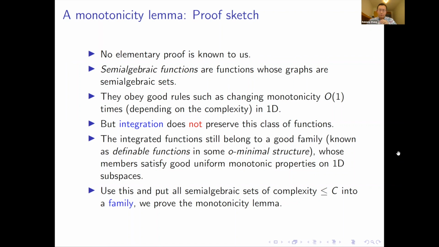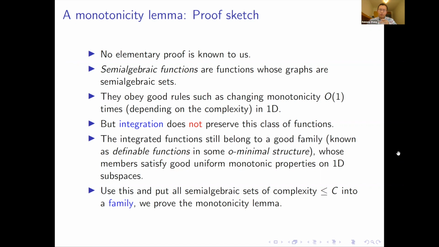The idea to prove the lemma is that you want to prove it for an arbitrary semi-algebraic set with bounded complexity. Then you look at a slightly larger space. You put all the semi-algebraic sets of bounded complexity together, and treat each of them as a fiber. So you put all of them together into a family. And this family also has bounded complexity. And you can integrate along some parameters and then use this property of O-minimal structures to confirm this monotonicity lemma.